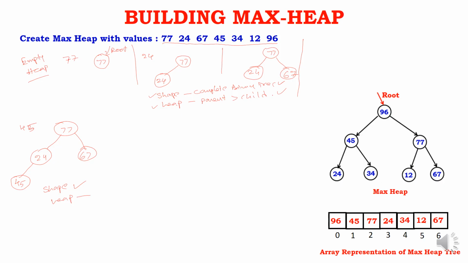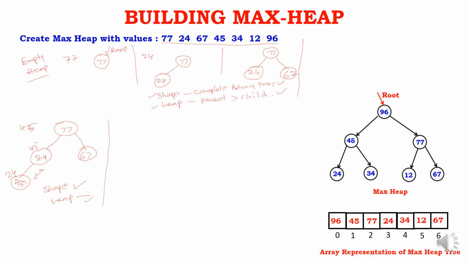What about heap property? 77 is greater than 24 and 67. Okay, but 24 is not greater than 45. So here also it should satisfy the heap property. So interchange them. So you may change 45 and 24, interchange, so that now it is satisfying shape property and heap property.